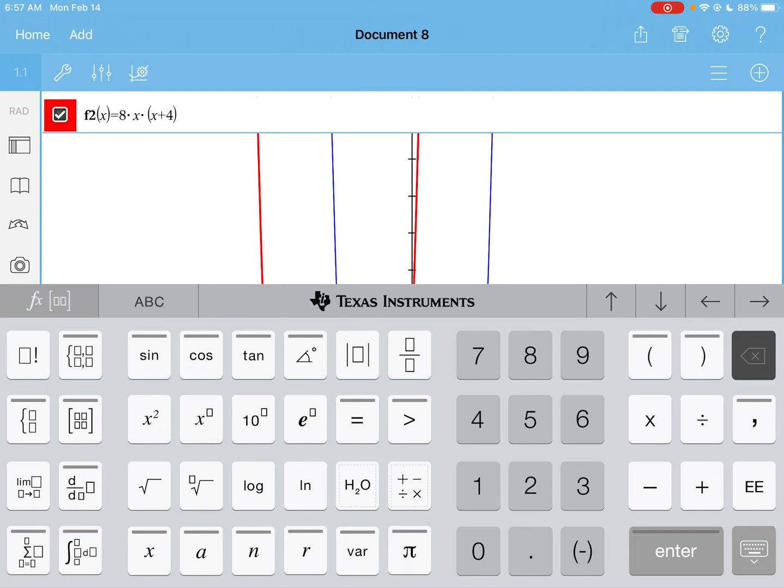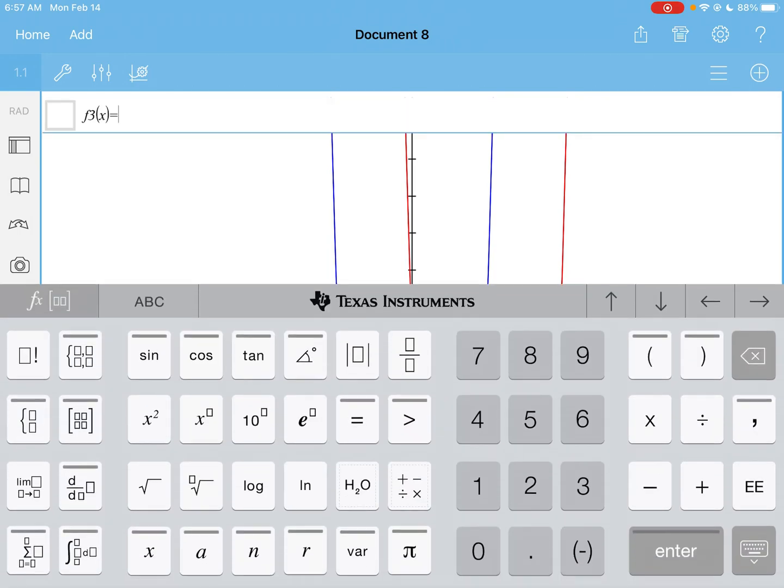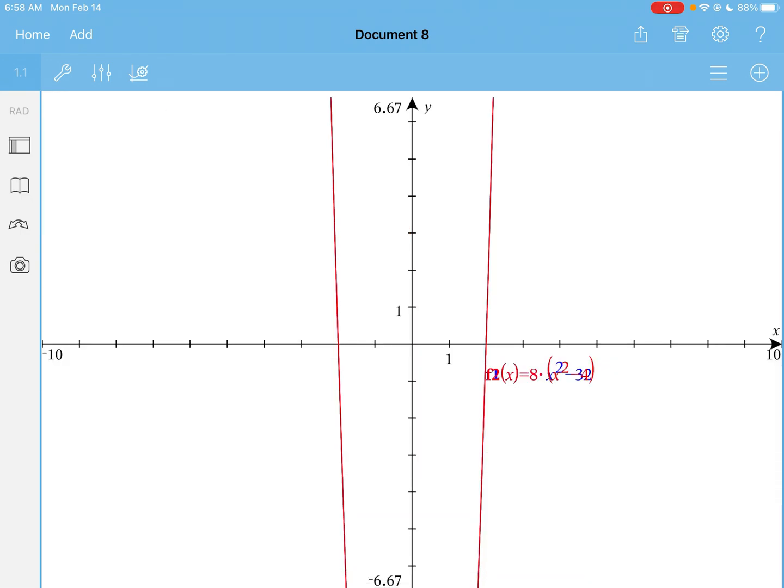That doesn't graph and match, so we go up, we hit tab, we go up, we erase, we change it to 8x times x minus 4. Boom, graph it, not the same graph. Hit tab, go up, erase it, we're going to change it to 8 times x squared minus 4. That one graphed and matched to be the same.